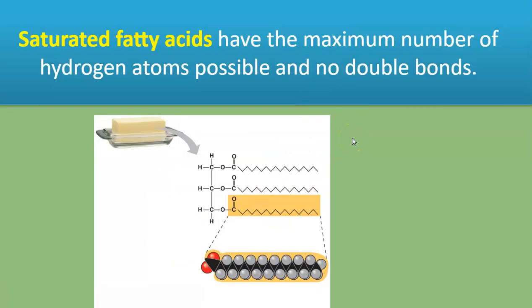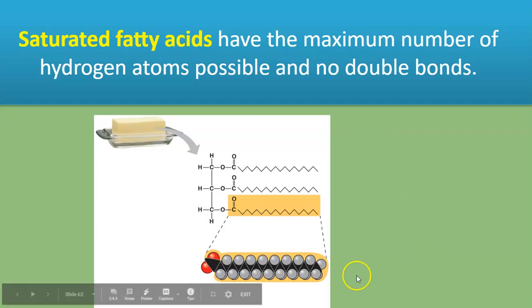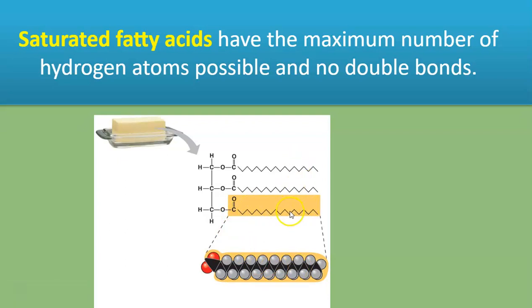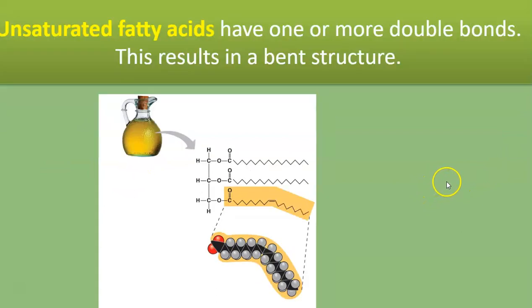So the saturated ones, saturated just means that it is saturated with hydrogens. Every single one of the carbons in those long chains has hydrogens attached to it via single bonds. And because of that, these chains are all perfectly straight. So they can pack together really closely. And because they can pack together really closely, they are going to be solids at room temperature. So butter is one example.